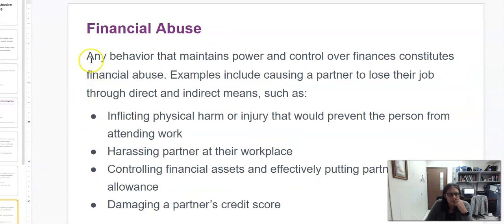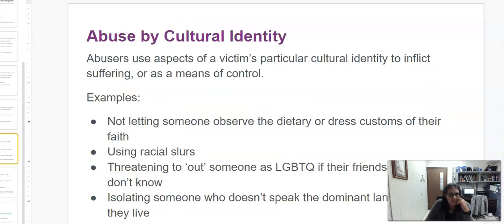Financial abuse is basically inflicting harm or injury that prevents someone from attending work, harassing them in their workplace, controlling financial assets, not letting them be a part of it, damaging their partner's credit score, all kinds of things. There's also cultural identity abuse, so not letting someone observe dietary or dress customs of their faith, using racial slurs, threatening to out someone as LGBTQ+ before they're ready to, or that someone didn't know.